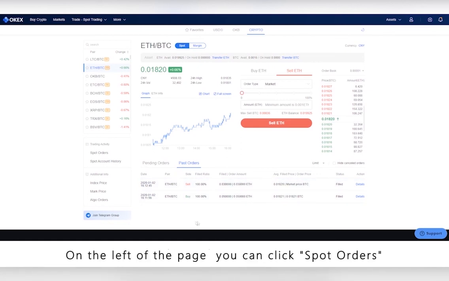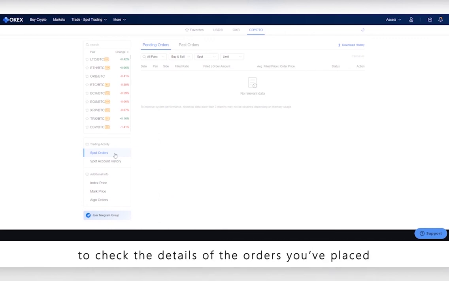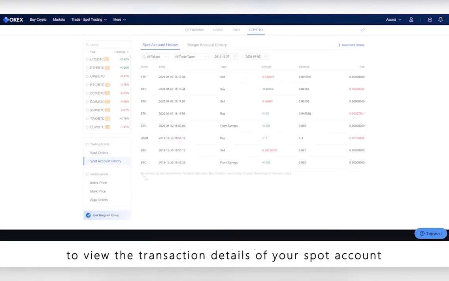On the left of the page, you can click Spot Orders to check the details of the orders you've placed. You can also click Spot Account History to view the transaction details of your spot account.